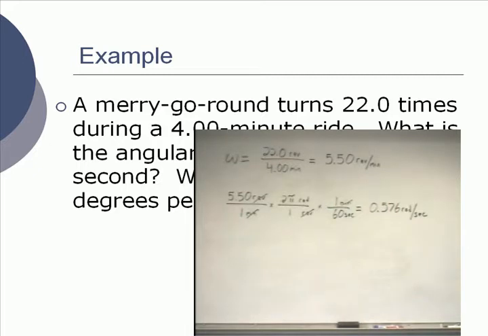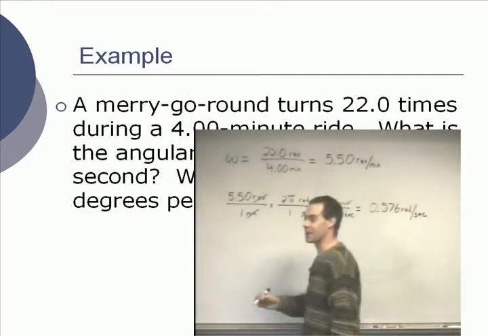Notice that we know nothing about the size of the merry-go-round. Doesn't matter. All that matters is how many degrees it's turning. Doesn't matter whether it's those little merry-go-rounds that they used to have outside of Kmart for a quarter, or, well, anyway, let's answer the second part of the question.